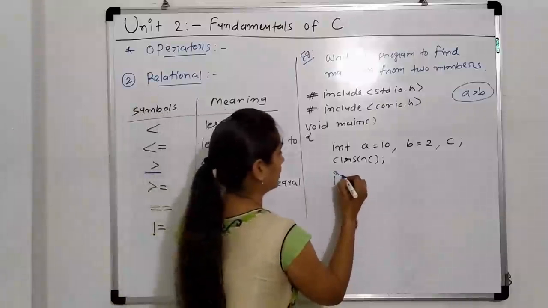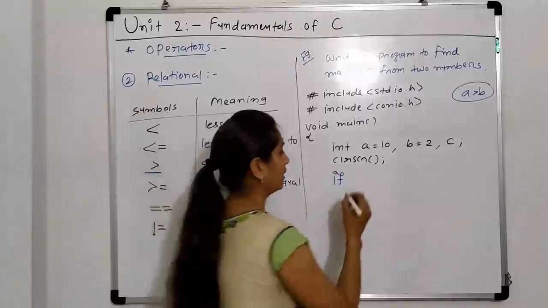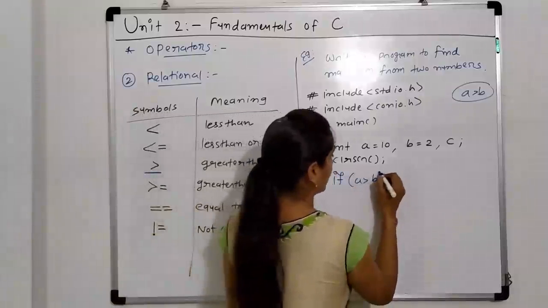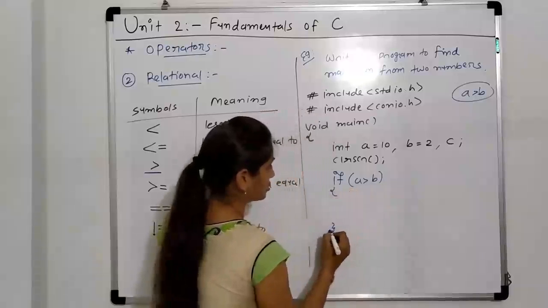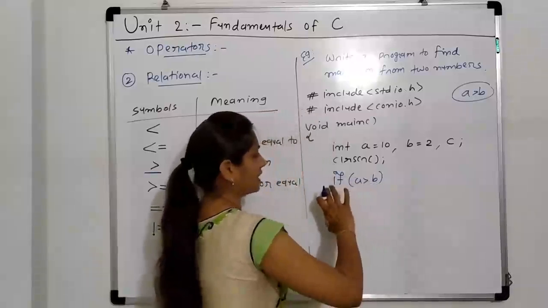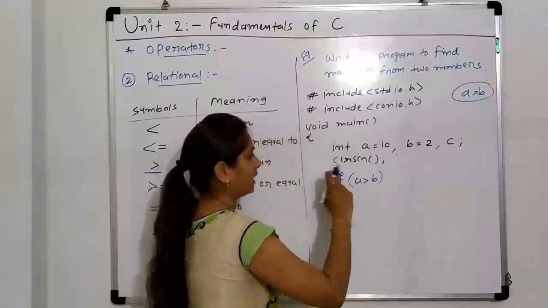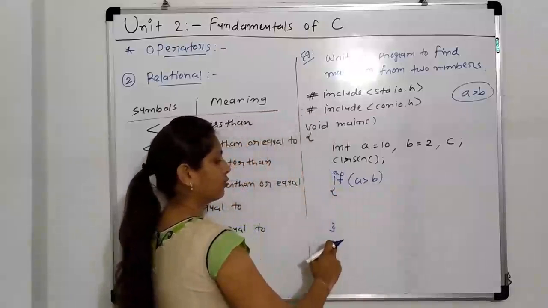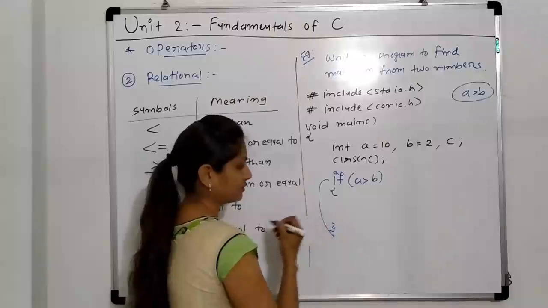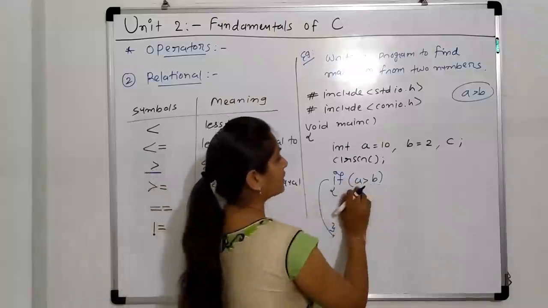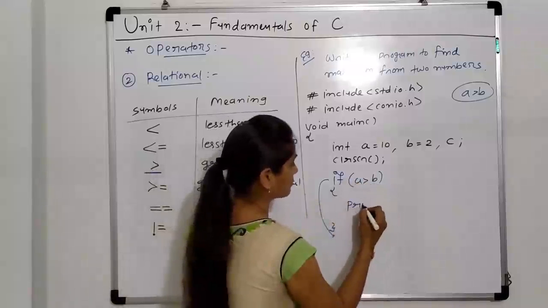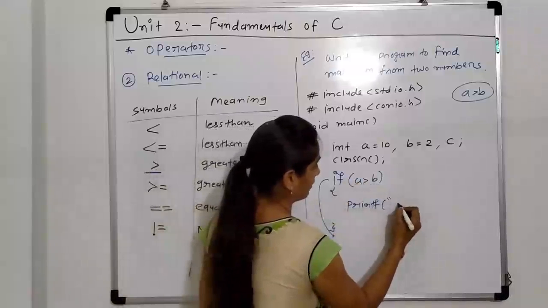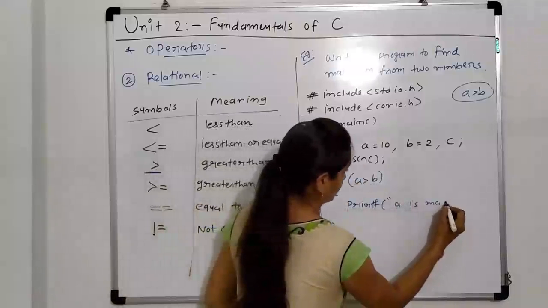So here the if condition is there. If A greater than B, start and stop. If this is true, then this portion is executed. If it is false, then it goes directly out of this, to the next. Clear? So if this condition is true, the message is printed, printf A is max.